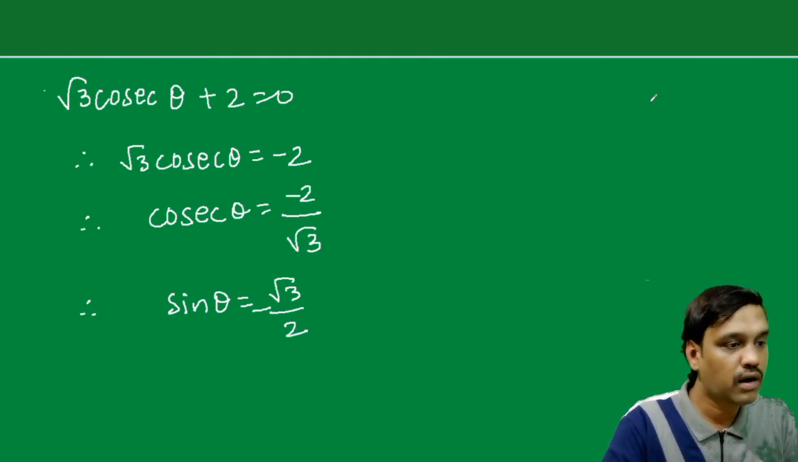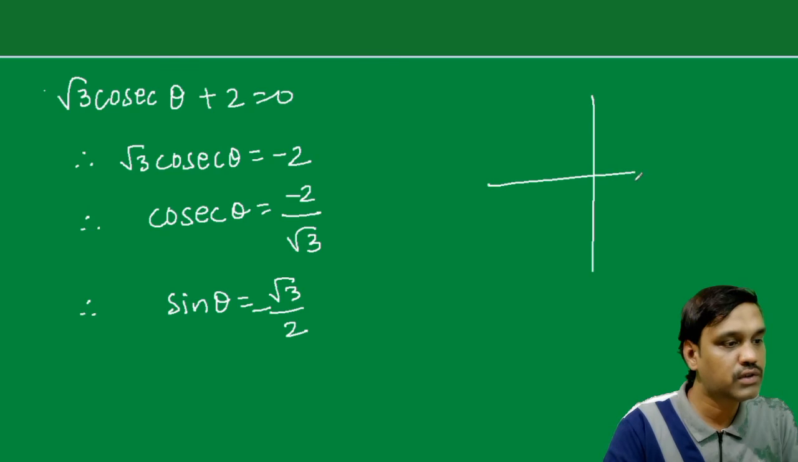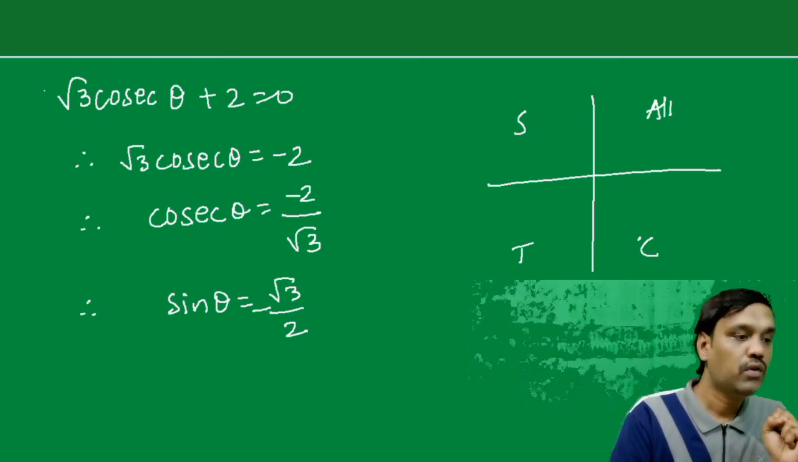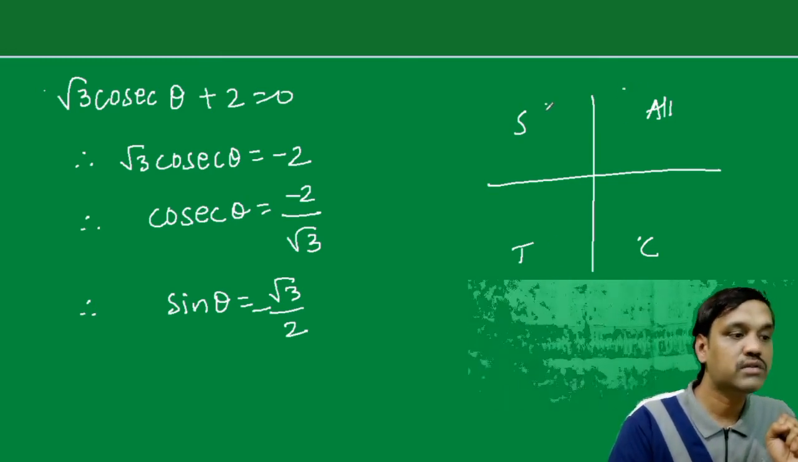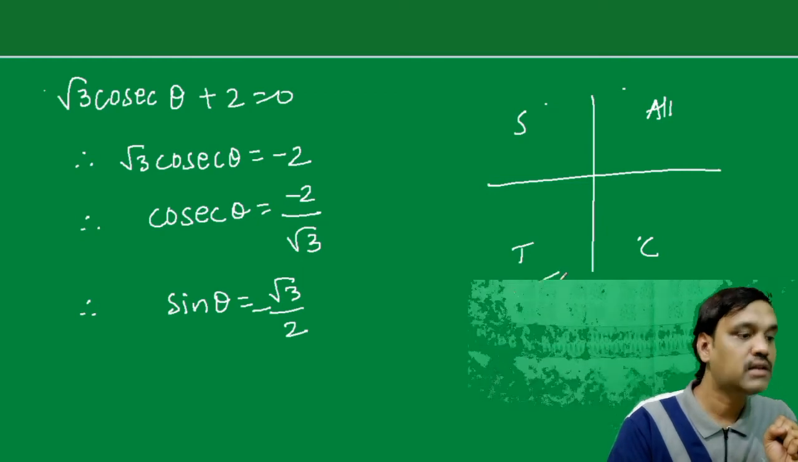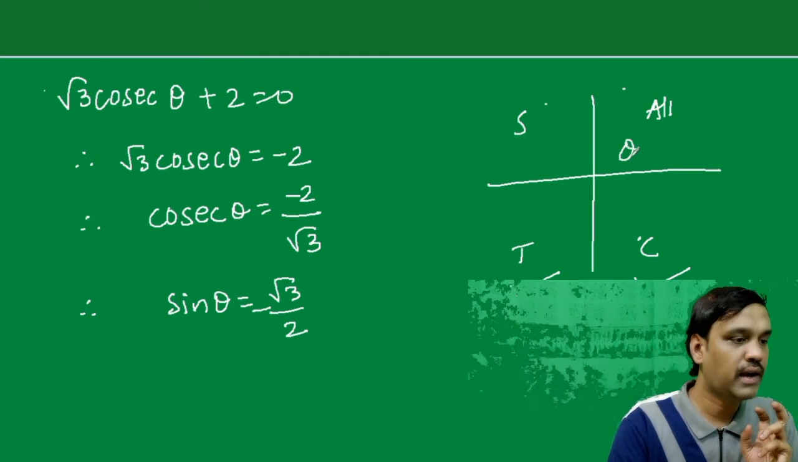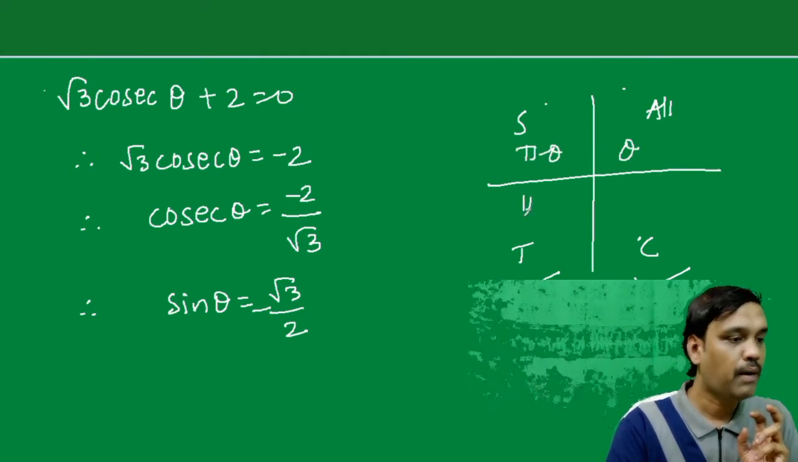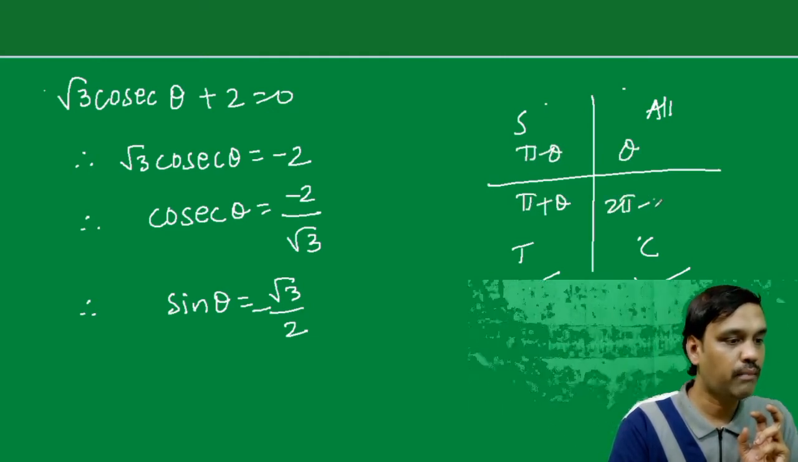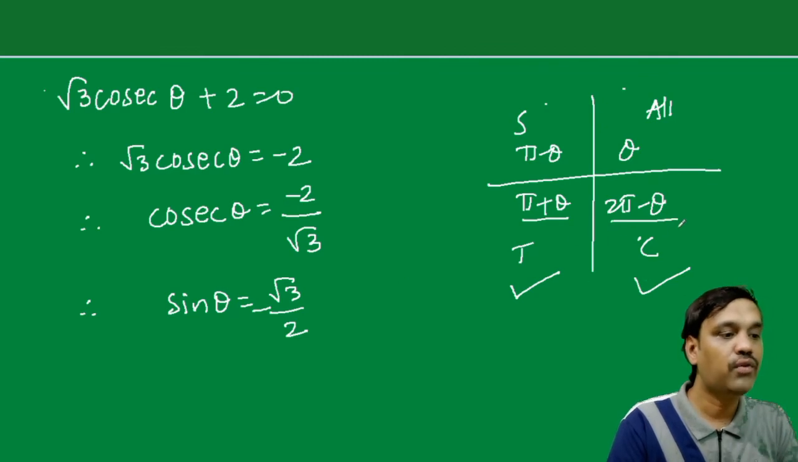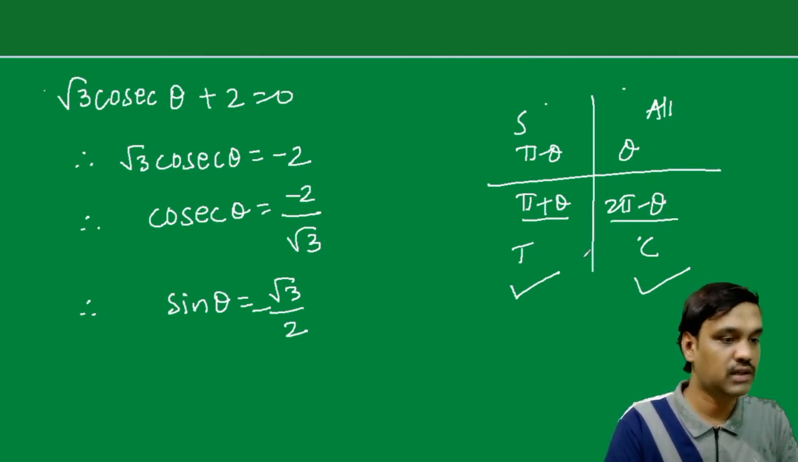Okay, now recall this particular situation where all STC is written here. In which two quadrants is sine negative? Remember, in the first and second quadrant sine is positive. So now our answer is in the third and fourth quadrant where sine is negative. So I'm going to write here theta, pi minus theta, pi plus theta, and 2 pi minus theta. In the third quadrant, we are going to write the allied angle formula for pi plus theta with the sine ratio, and in the fourth quadrant 2 pi minus theta with the sine ratio.